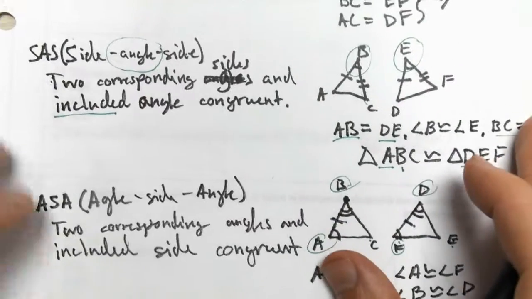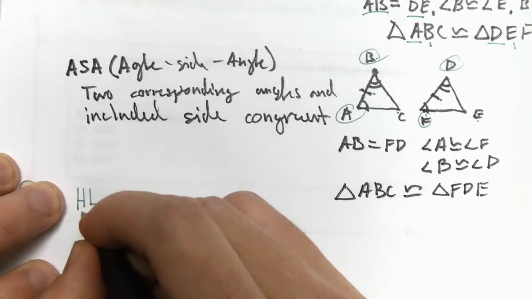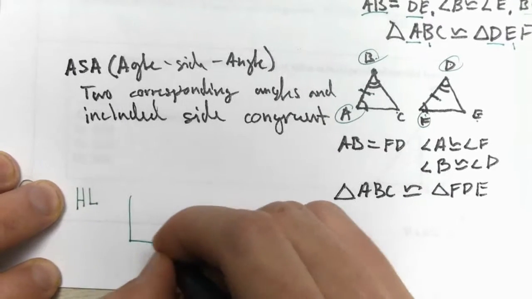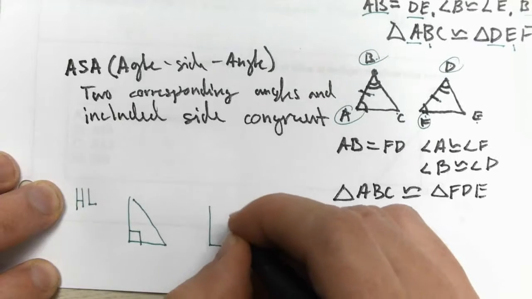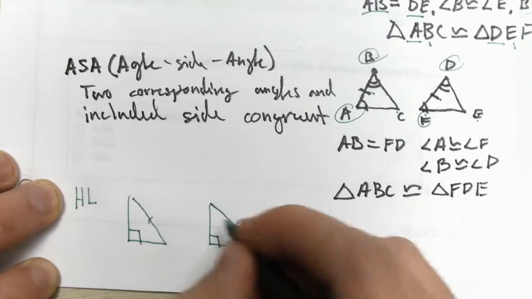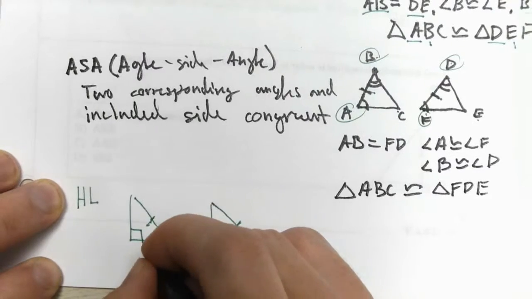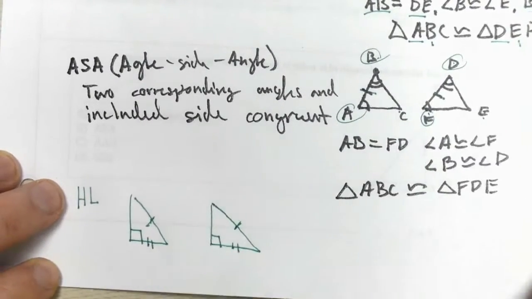And then the last one is what we call the HL, or hypotenuse leg theorem. It says if I have two right triangles, and the two hypotenuses are congruent and one pair of legs is congruent, then the two triangles are congruent. Let's go to the next page just to go over a couple.